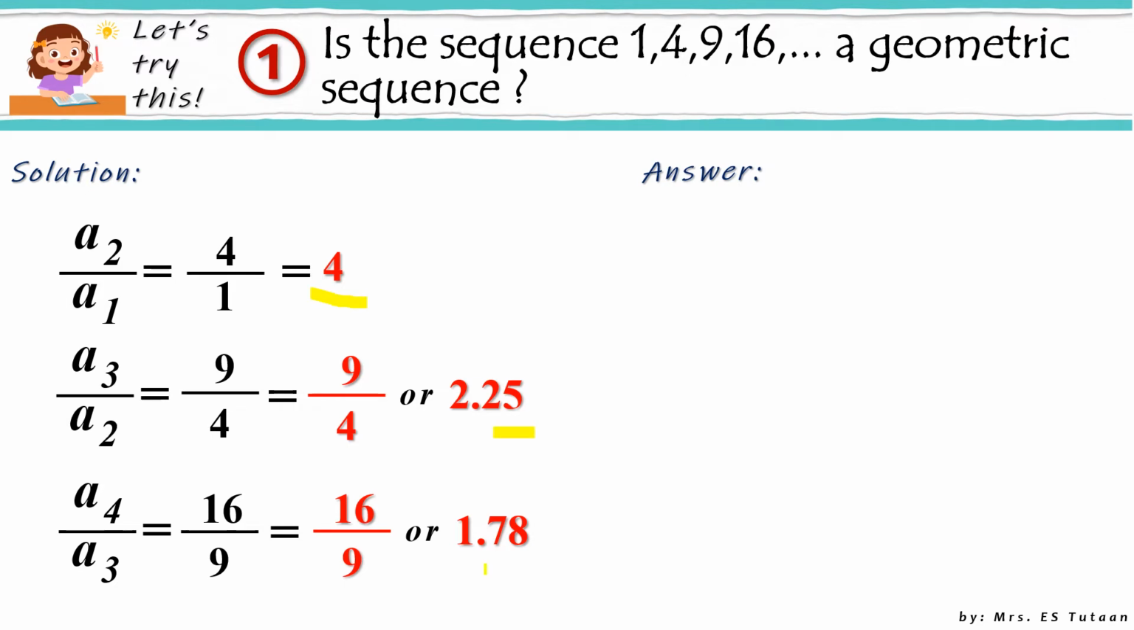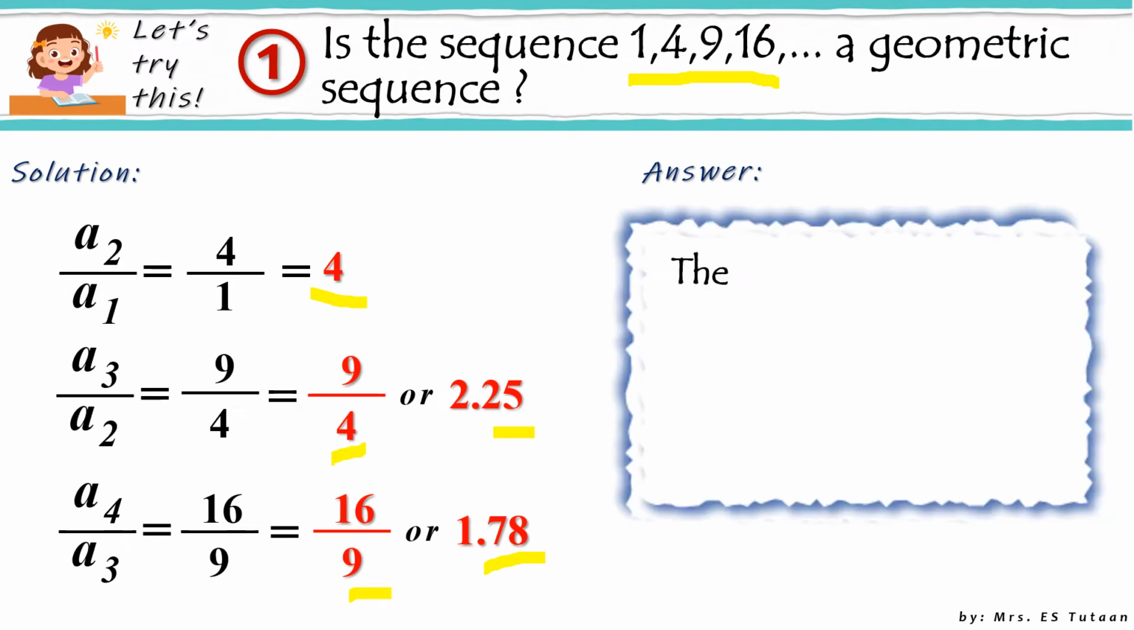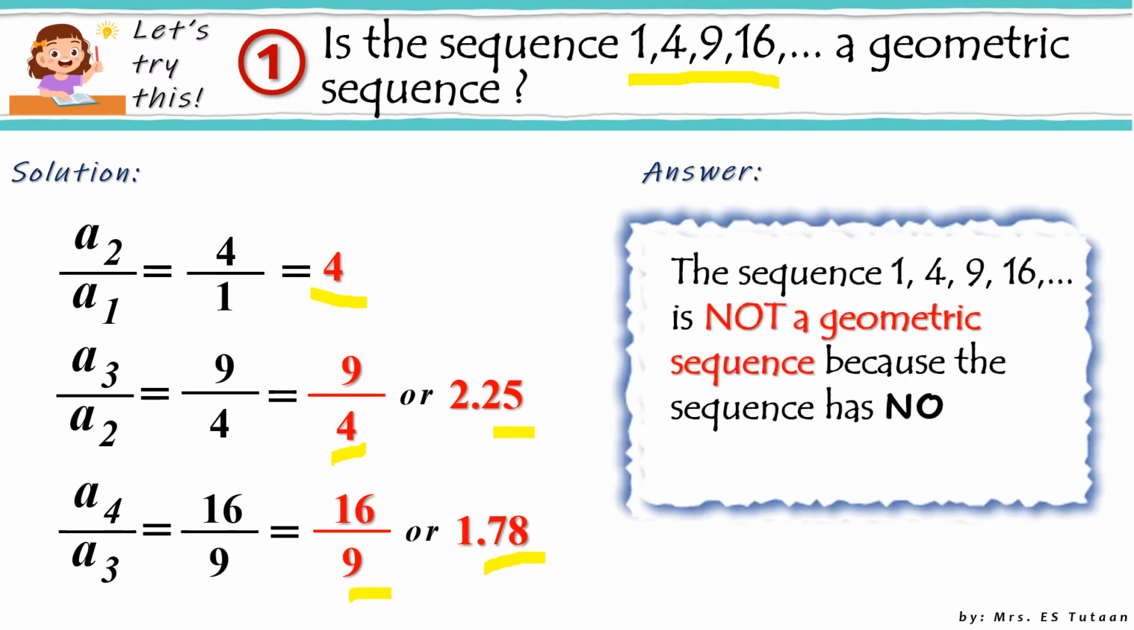So, kung mapapansin nyo dito sa ating mga ratio, 2.25 and then 1.78, or simply the fractions, magkakaiba sila. So, is the given sequence a geometric sequence or not a geometric sequence? Okay. So, the given sequence 1, 4, 9, 16, and so on and so forth is not a geometric sequence because the sequence has no common ratio.